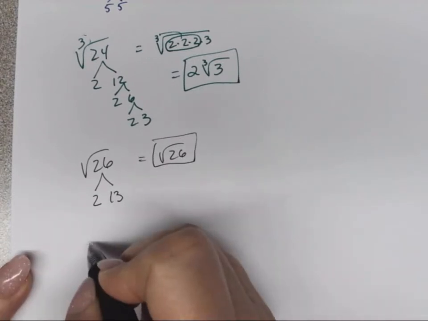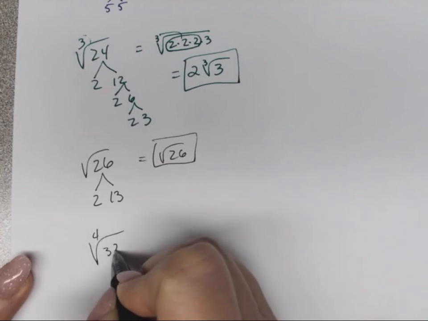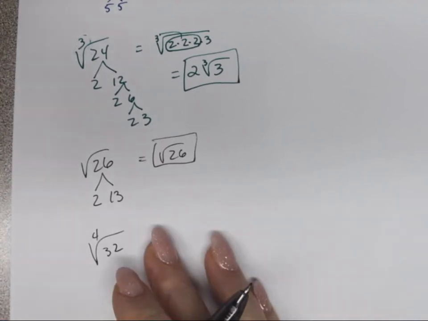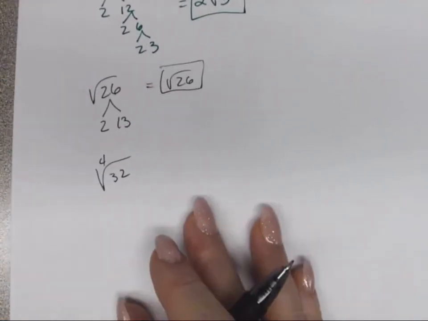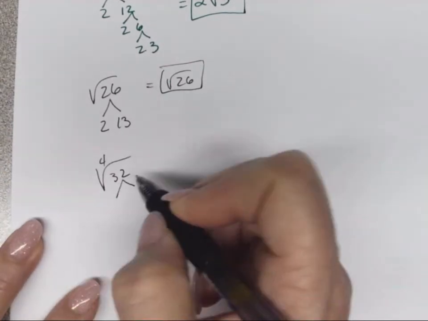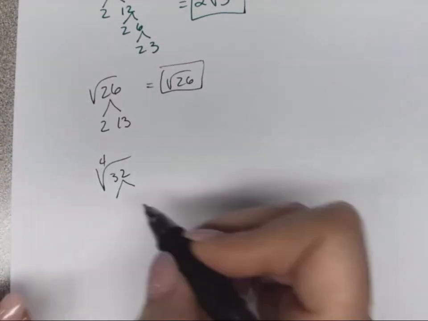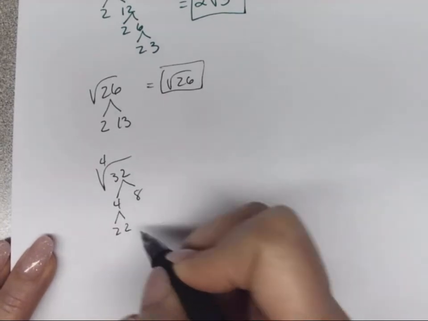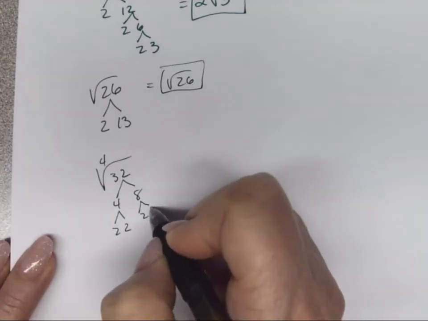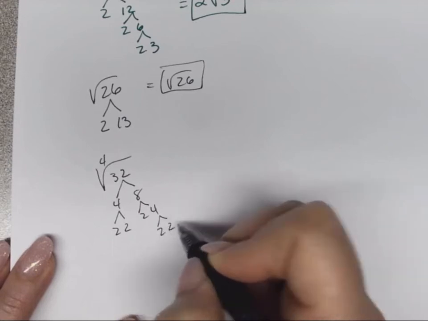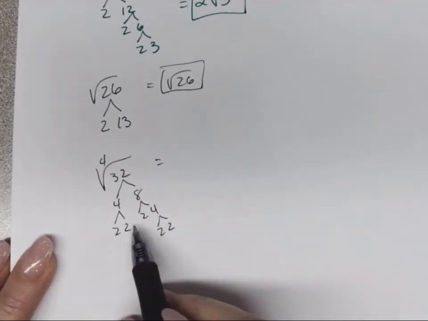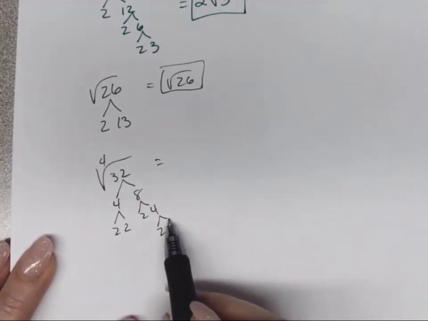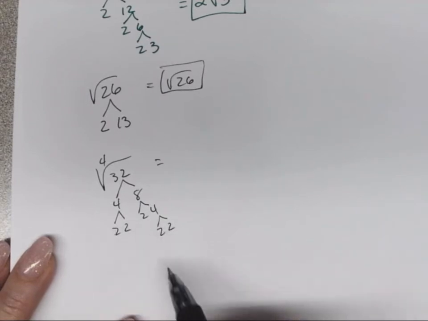All right, let's try the fourth root of 32. So again, we're going to group it with our factors. So you can use any factors. I'm going to do 4 times 8 this time. 4 would be 2 times 2. 8 would be 2 times 4. 4 would be 2 times 2. So I have 1, 2, 3, 4, 5 twos at the end of my trees there.